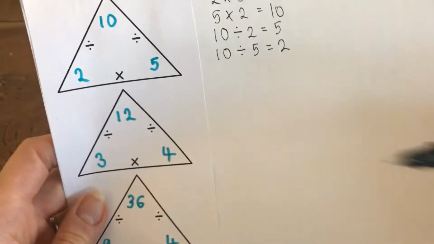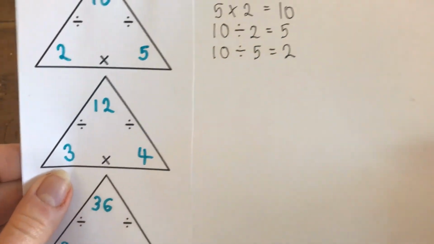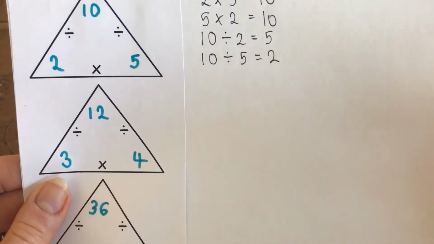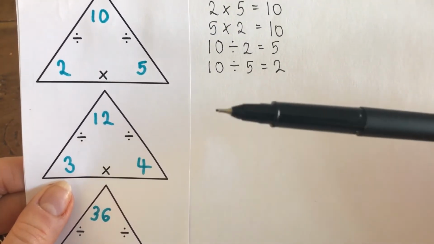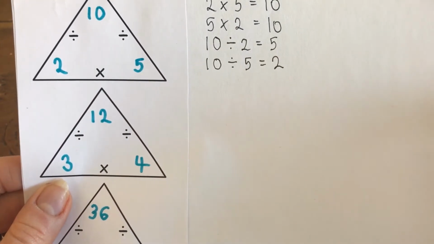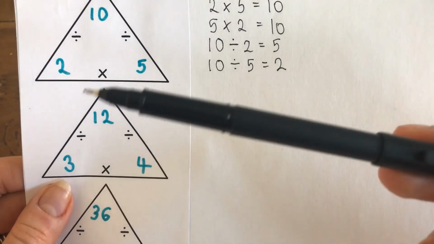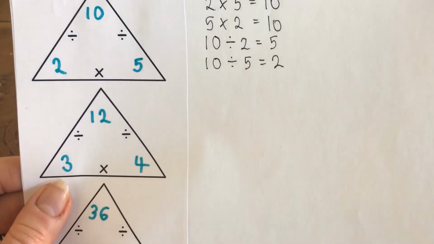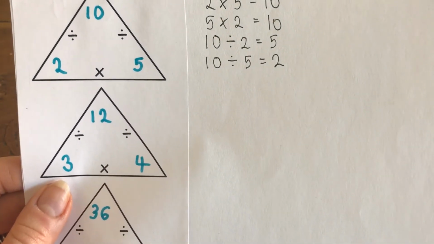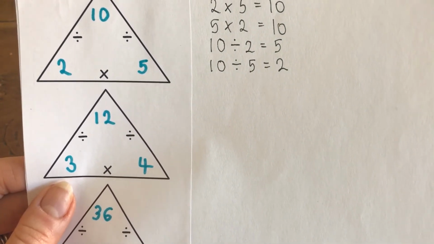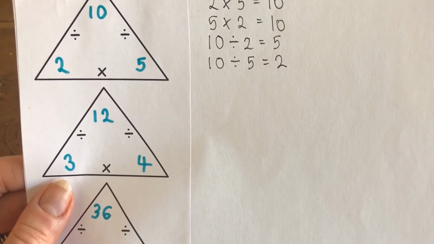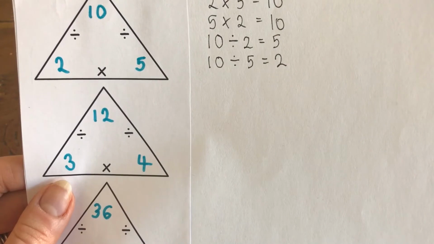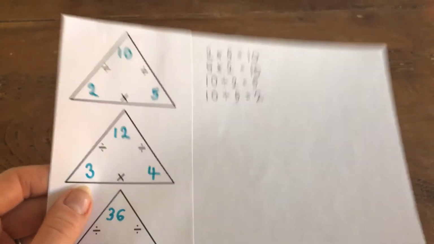Okay, so let's have a look at this one. I'm going to do this one together. Remember, you can pause or just say them out loud, and then we'll go through what these ones are here. Have a think about this one, 12, 3 and 4. What are the 4 number sentences we can write with those 3 numbers? Right, if you're not ready, make sure you've paused, because here are the answers.